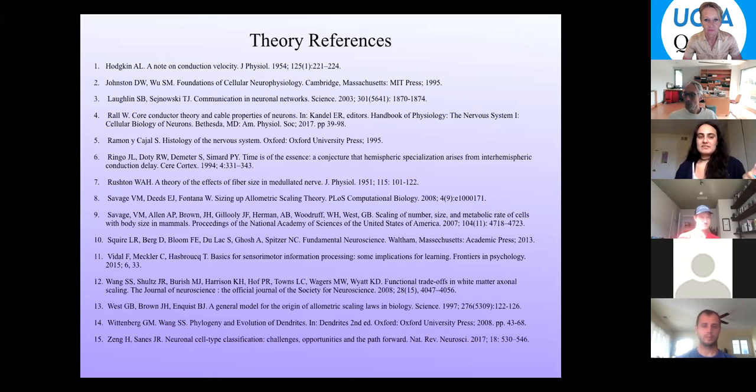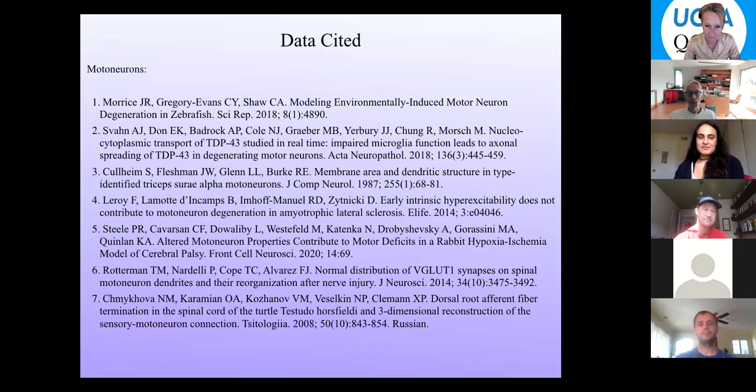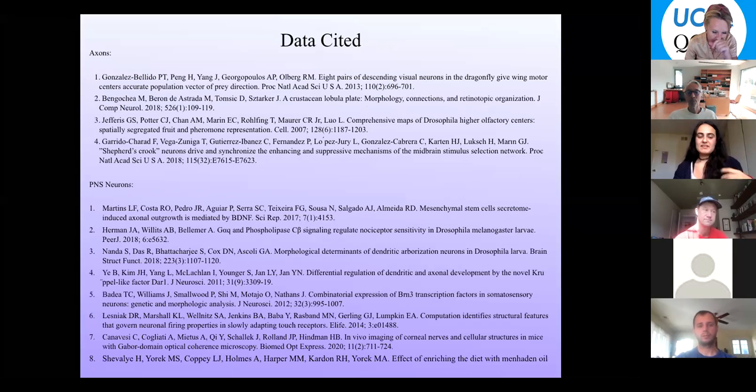Also, these are the references I used for the theoretical formulation of the model. And then these are the published results, and I used the experimental data that was put on the online database from these papers. These are for Golgi and Purkinje cells. These are for motoneurons, and these were for axons and PNS neurons.